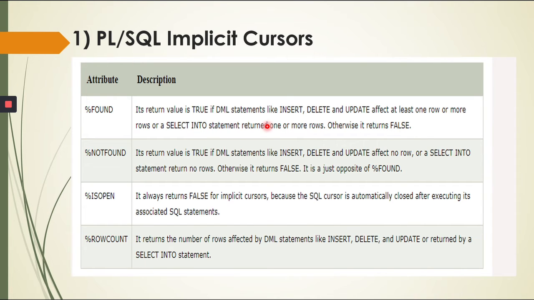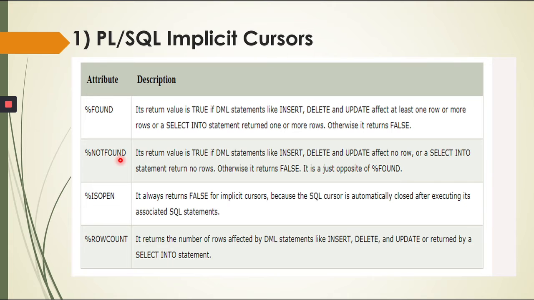Suppose I write a query for an insert statement. Then two rows are affected because of this insert statement. So when at least one or more rows are affected, it will return true. And suppose I write the query of an update and no row is affected according to my query, then it will return false. So remember this: if at least one or more rows are affected, then it will return true, otherwise it will return false.